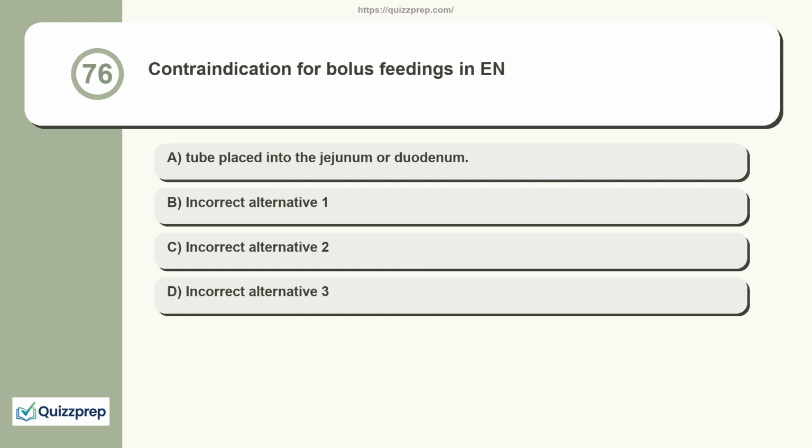Question 76. Contraindication for bolus feedings in enteral nutrition. Tube placed into the jejunum or duodenum.